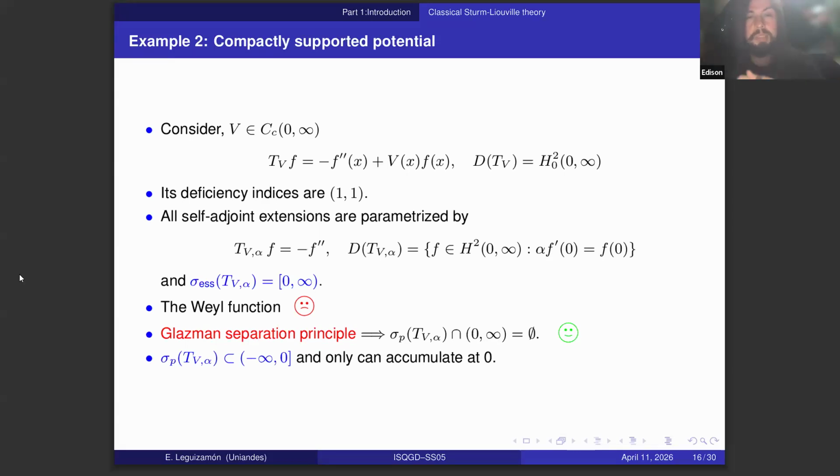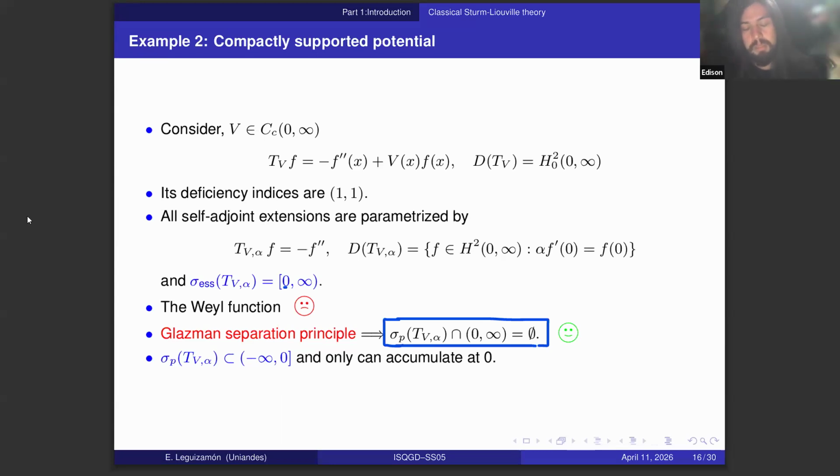But if we do, given that this guy is a compact support potential, we can use the Glazman separation principle, and we can manage to deduce that we don't have eigenvalues in the essential spectrum. Maybe 0 is not an eigenvalue, but it could be an accumulation point of the point spectrum. It could be. So it happens when we add a weak potential in some terms.